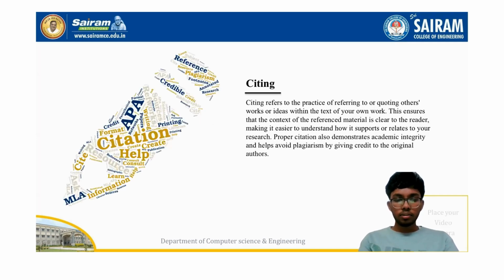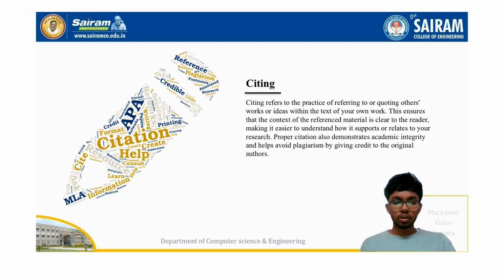Citing refers to mentioning an author's work in our text, showing when we use their idea. For example, if we are writing a research paper on the effects of climate change on agriculture, we would cite previous studies and reports that discussed climate change impacts. For example, according to Smith in 2020, rising temperature has reduced crop yields in southern Asia. So this is about citing.